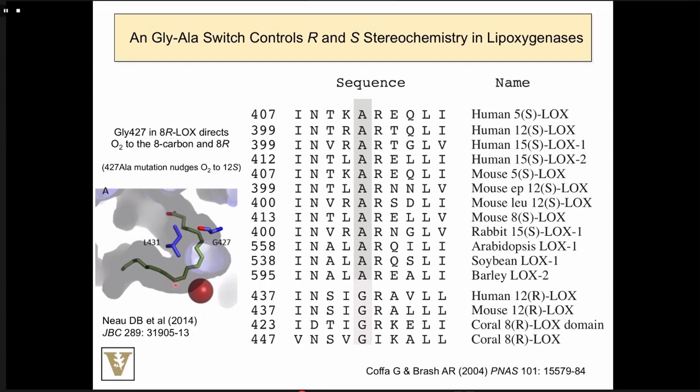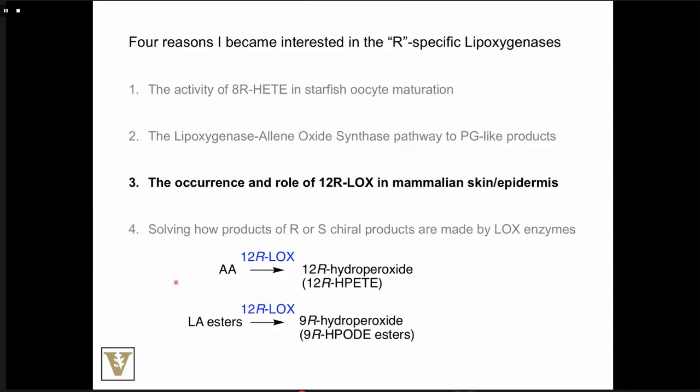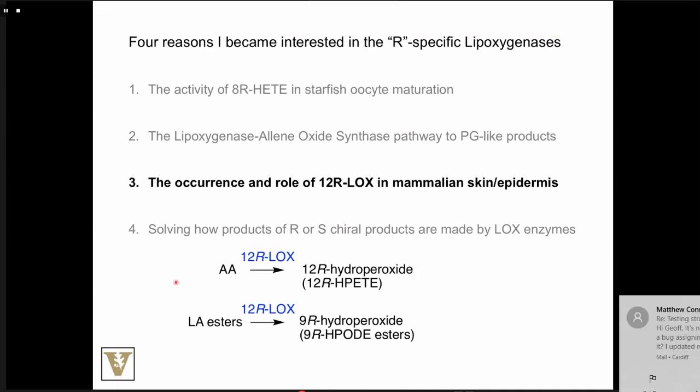When this is switched to alanine, it partly nudges the oxygen across to the other end of the pentadiene, and we get the 12S product here. So 12S here, 8R here, on the same face of the molecule, the face that we're looking at. So that was the third aspect of stereo control.